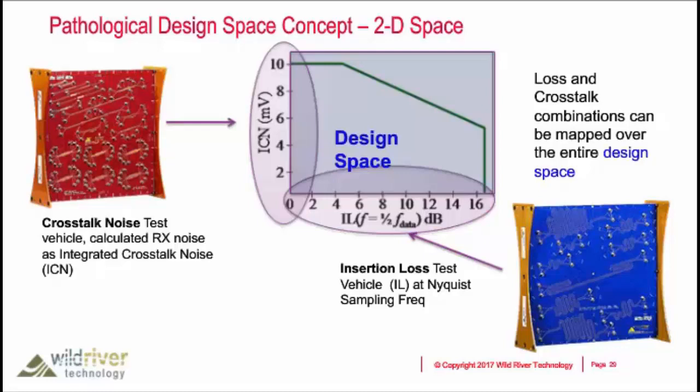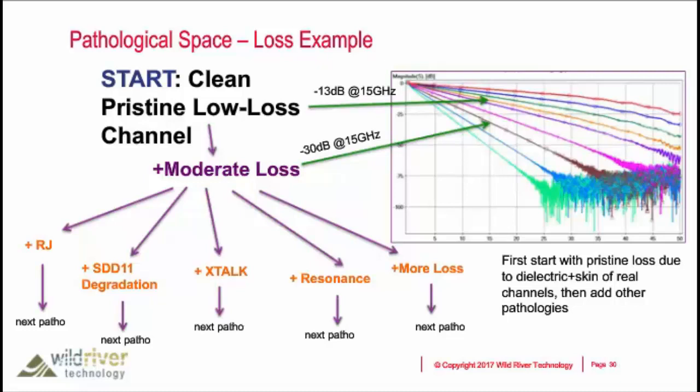Here's an example of systematically adding structures. You'd start with a clean, very pristine low-loss channel. You would add moderate loss. And maybe you could add random jitter or return loss degradation or crosstalk, or you could back out or add combinations in this. So you can systematically add and subtract pathologies at will and then recharacterize and reoptimize the channel and resimulate.